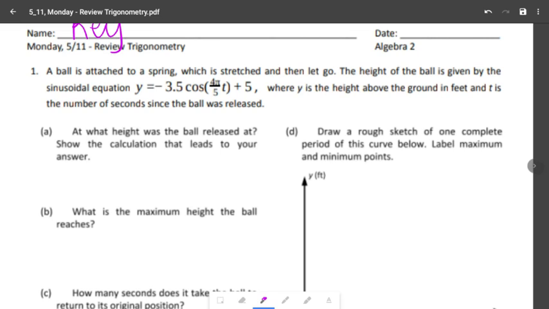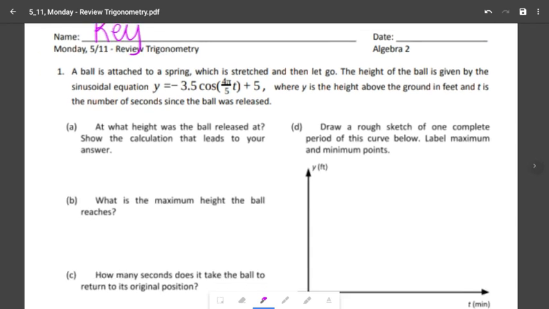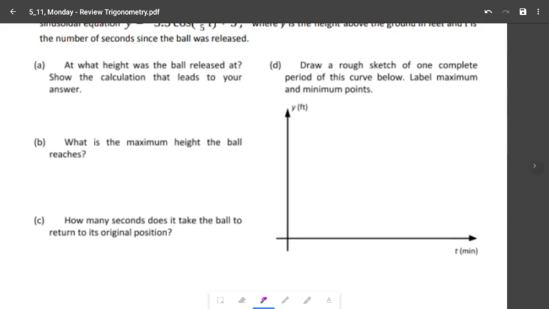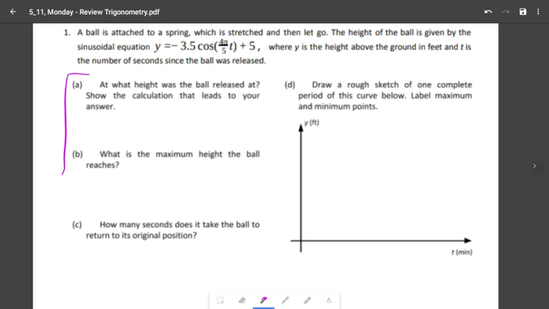Part A, at what height was the ball released at? Part B says what is the maximum height the ball reaches? Both of these are talking about heights. So these are both dealing with the y's. The y is the height above the ground.